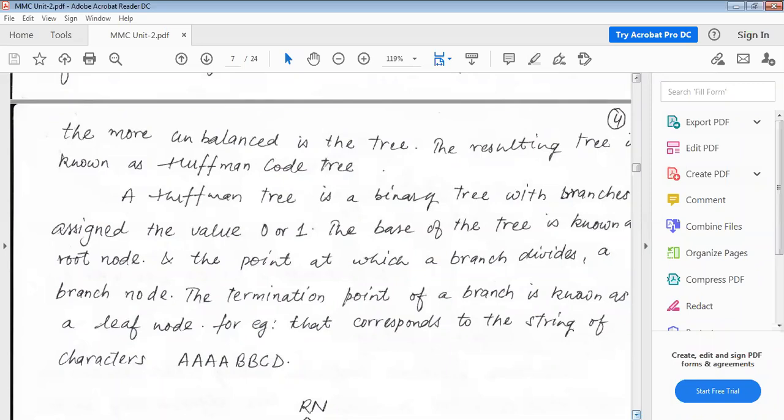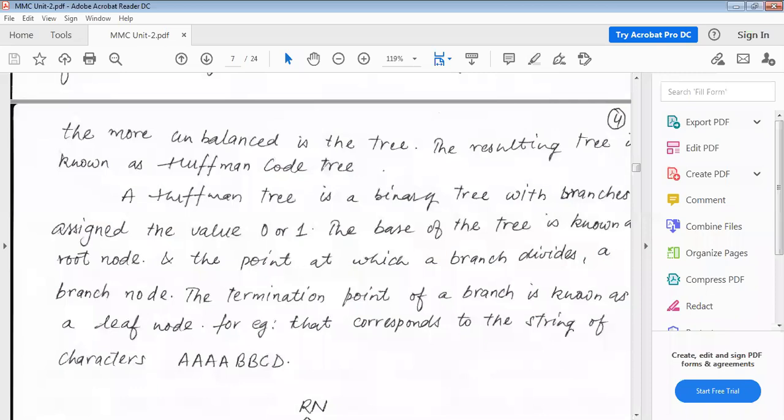Okay. The base of the tree is known as the root node. The point at which the branch divides is called a branch node. And the termination point of the branch is known as a leaf node. Okay. So this is what you should know about a Huffman tree. It consists of a binary tree with the branches assigned values 0 or 1. Here the base is known as the root node, the point at which the branch divides is known as a branch node, and the termination point of the branch is known as a leaf node.